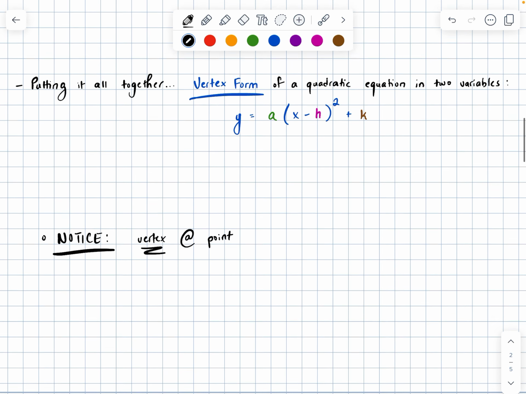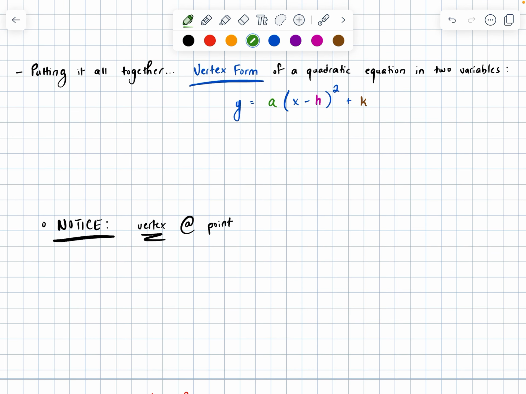Putting it all together, we get the vertex form of a quadratic equation in two variables, and the idea now is that we can break this into pieces where these values of multiplication, addition, or subtraction are responsible for different things. The way that we write our vertex form is as follows. y equals some value a times the quantity x minus h squared plus k. This value a being multiplied by that square out in front is responsible for a couple of things.